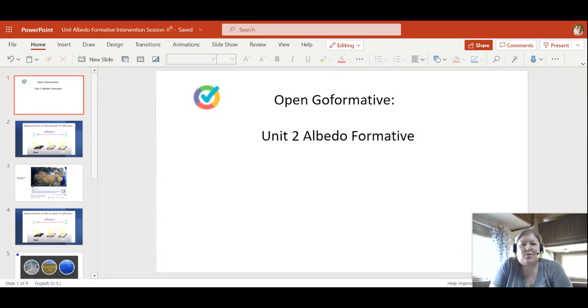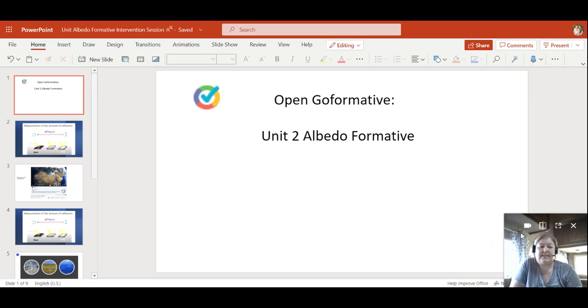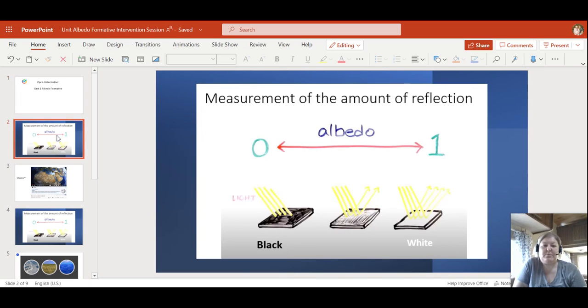Hi guys, this is a recording for your Unit 2 Albedo formative. I just want to go through some of the information with you and then we can discuss it if you need additional help. Okay, so let's talk about what albedo is.